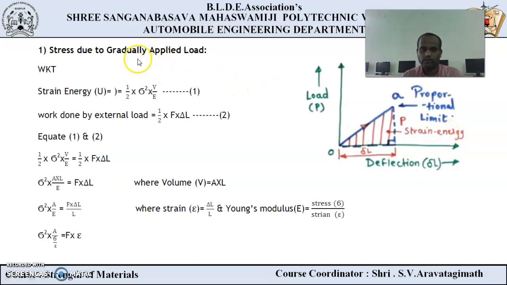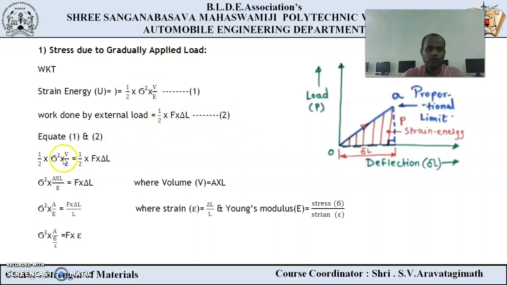And the condition of strain energy is you have to apply the load up to what? Proportionality limit. Okay. Now strain energy, we know the formula is sigma square V by 2E, or 1 by 2 sigma square V by E. So it is equation 1. Again I will take the work done by the external load, or the area of this triangle, 1 by 2 F into L, that is base into height, here F into delta L.